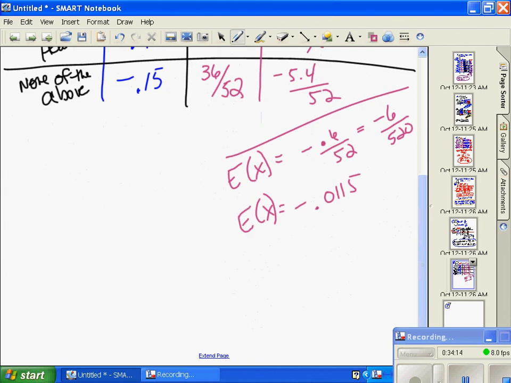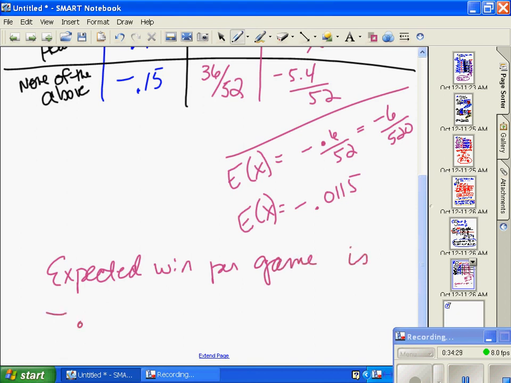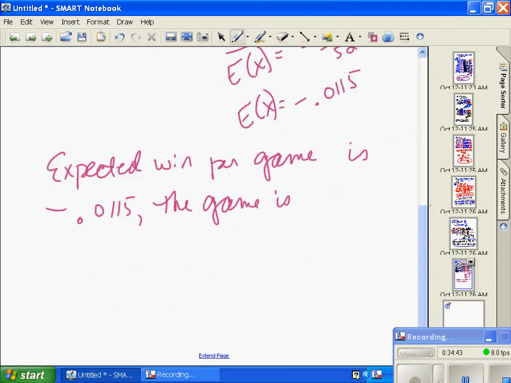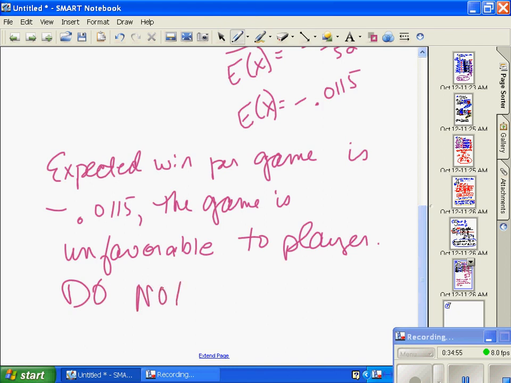So your expected win per game is negative. Let's write that out. Expected win per game is negative 0.0115. Therefore, the game is unfavorable to the player. Moral of the story, do not play this game.